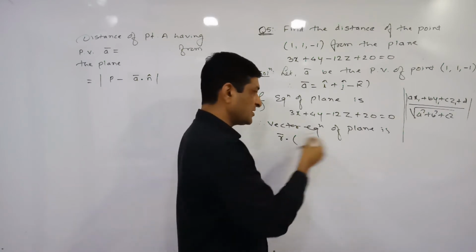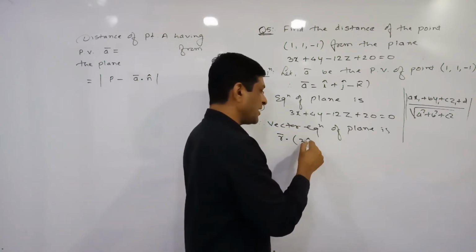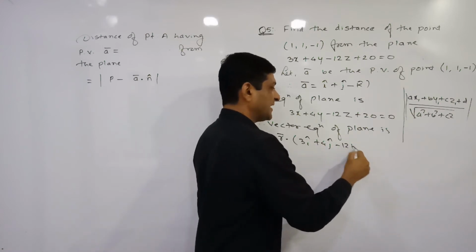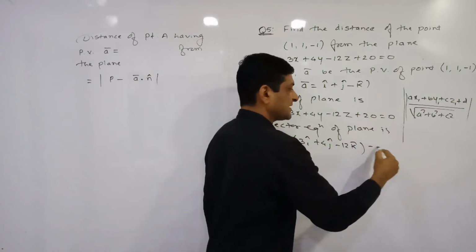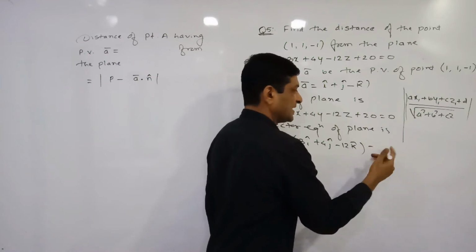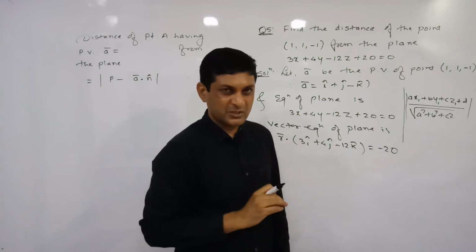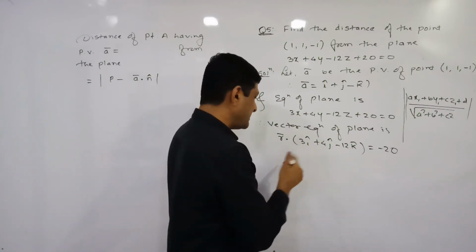And from these direction ratios of the normal, we can say that the vector along the normal is 3i cap plus 4j cap minus 12k cap. And this plus 20 on this side will become minus 20 is equal to minus 20. In this way, we have got the vector equation of the plane. So the value of n bar is also known to us.